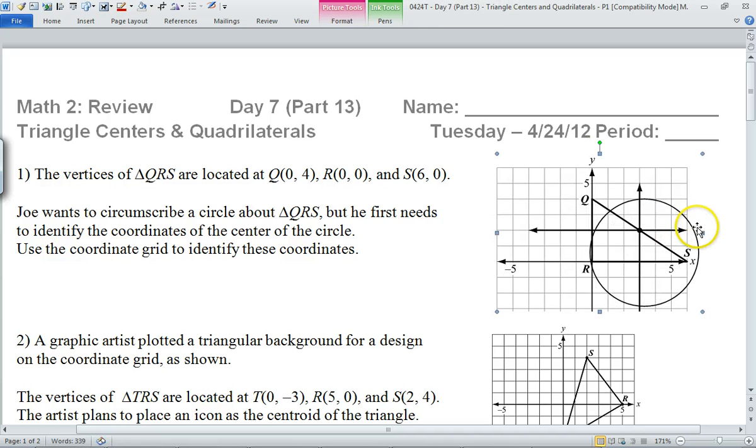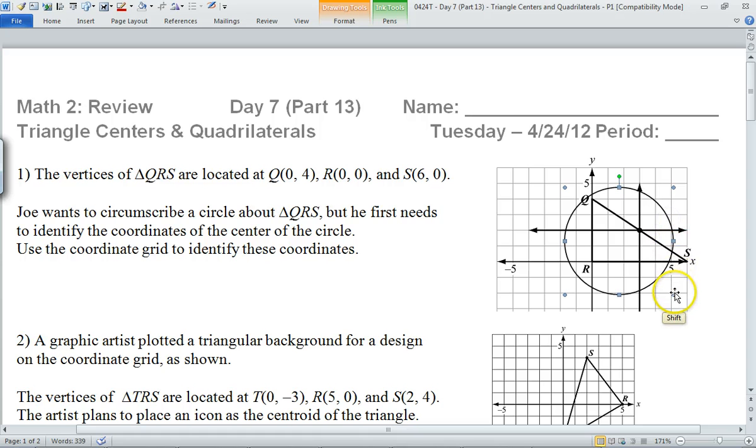Why does it keep doing that? Okay. This is actually kind of hard to do.